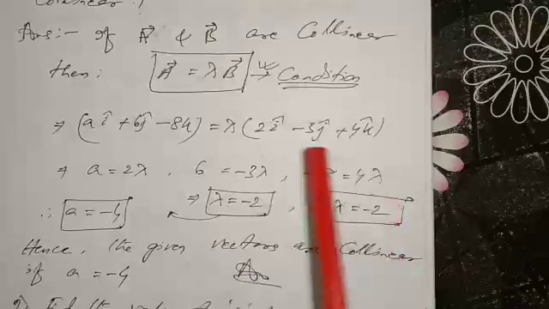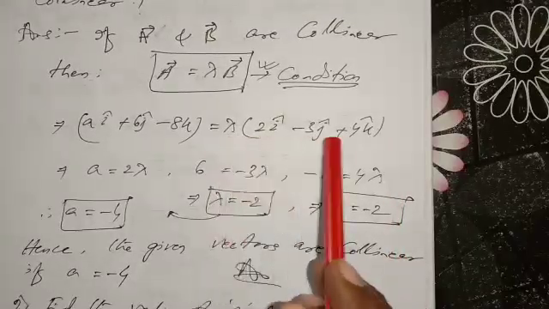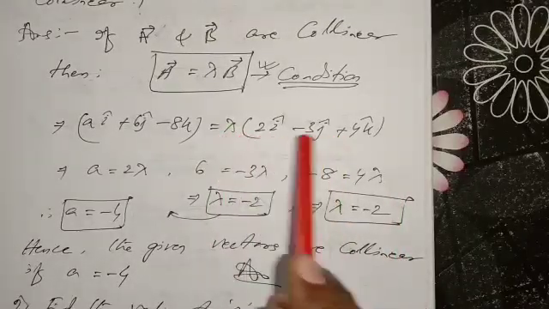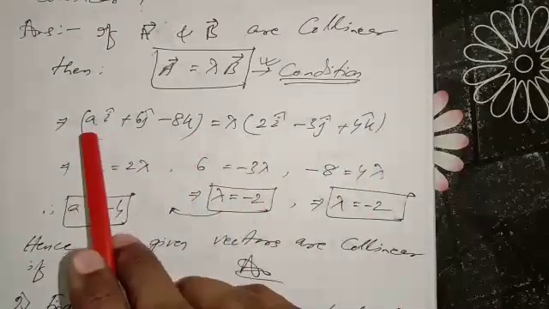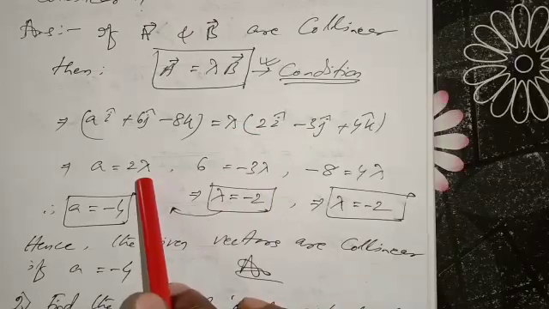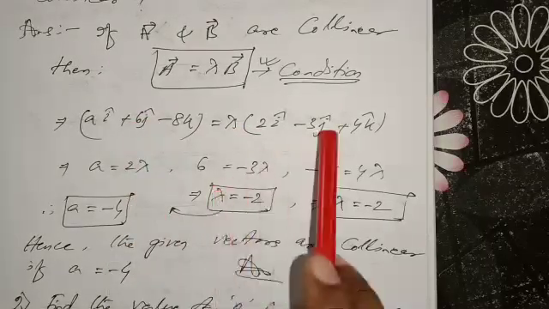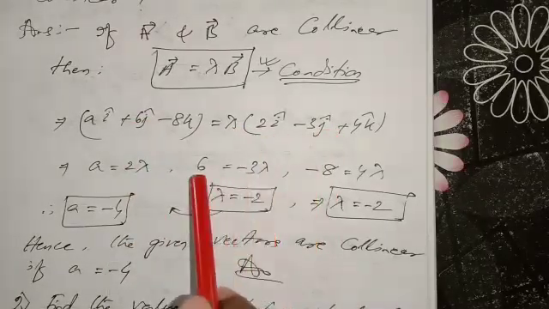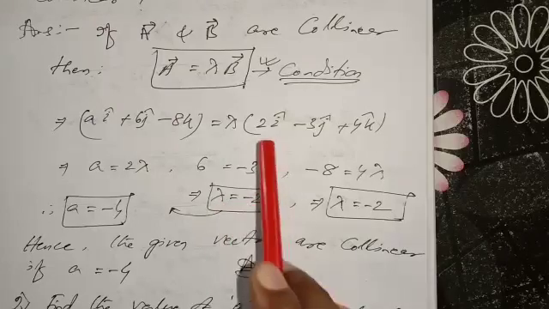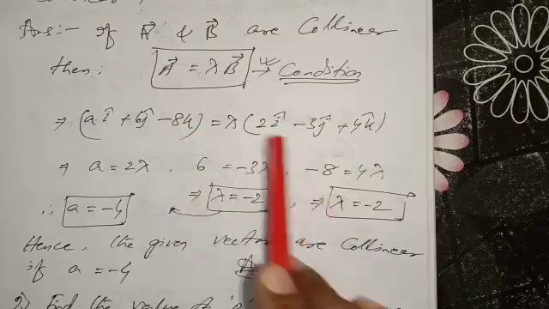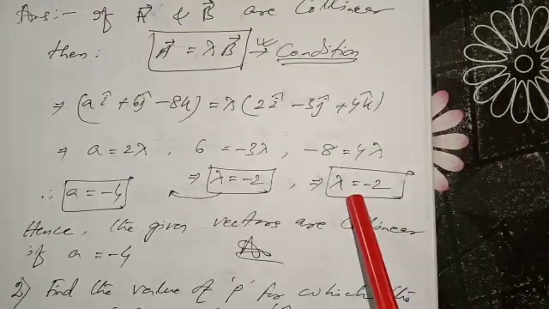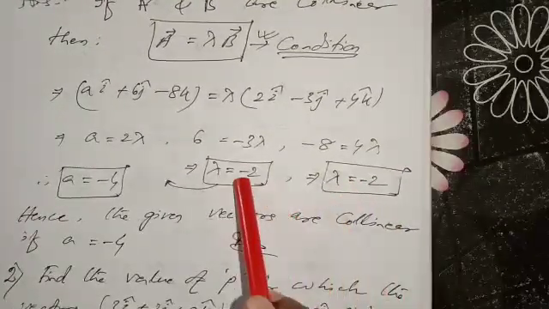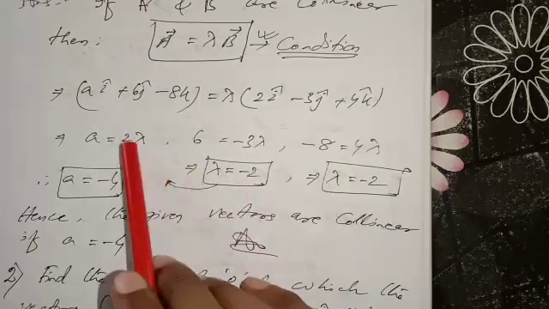After that, open the bracket, multiply lambda with each coefficient of i, j, k and compare both sides. a is equal to 2 lambda, the i coefficient. j coefficient: 6 is equal to minus 3 lambda. Here you will get the lambda value, that will be minus 2. Again k coefficient: minus 8 is equal to 4 lambda. So lambda equal to how much? Minus 2.